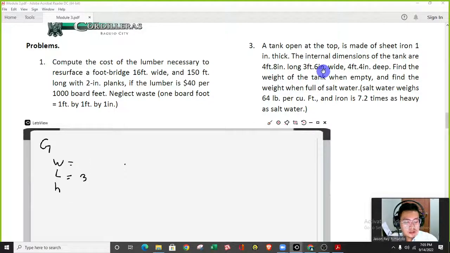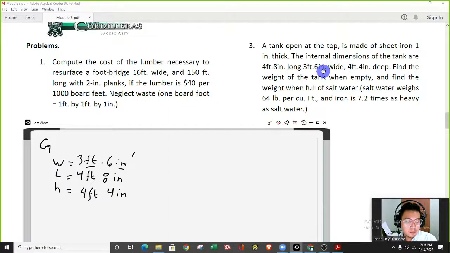Okay. Length is 4 feet 8 inch. Then depth or your height is 4 feet 4 inch. Okay. First thing you do is change into a single unit. Okay. So, gawin natin siyang feet.